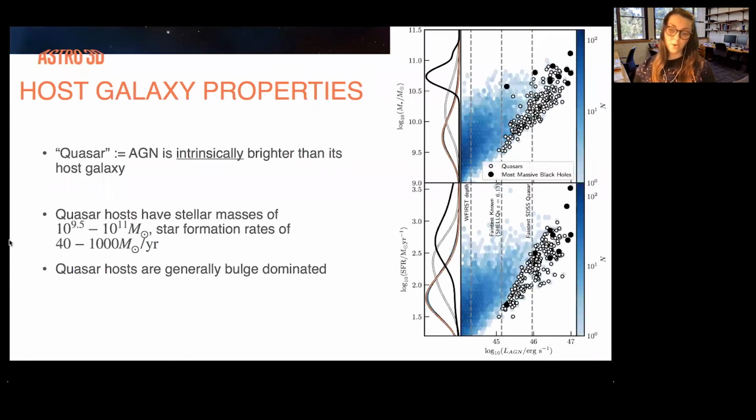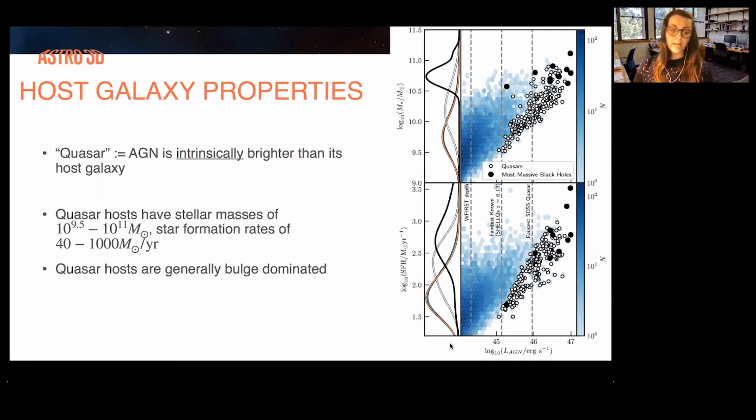And so here I show two plots. So we've got the stellar mass and star formation rate of the host galaxy against AGN luminosity. So the blue are the overall BlueTides sample, so all galaxies. The white points are quasars, and the black are the 10 most massive black holes in the simulation. So what we find is that quasar hosts have a wide range of stellar masses of around 10 to the 9.5 to 10 to the 11 solar masses, and very large star formation rates of 40 to almost 1,000 solar masses per year.